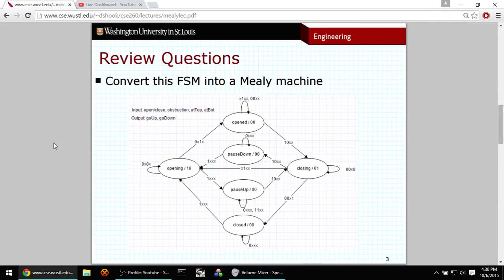Okay, you can help me out here. How do I perform this conversion? If I want to turn this into a Mealy machine, what do I have to do? What's the thought process? What are the steps behind it? I know I need to get the outputs out of the states and into the transitions, but I can't just start throwing them around, right? What do I need to do? Is there a rule that you came up with?